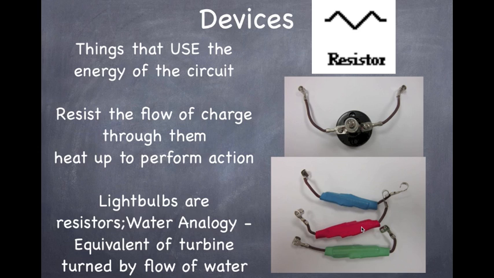So if we use this water analogy again, the light bulb is kind of like a turbine that the water, the current, actually flows through, and it causes some sort of action to occur. Resistors tend to be heaters and light bulbs in this class, so something that will heat up or something that will light up.